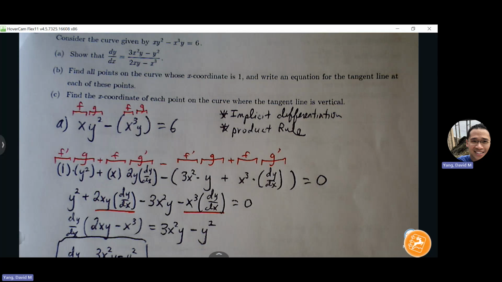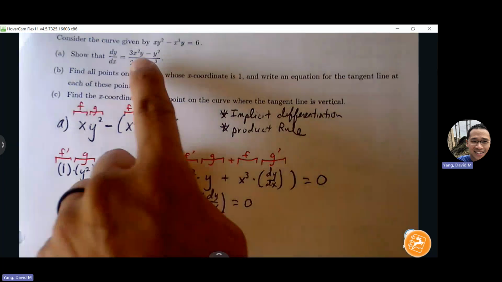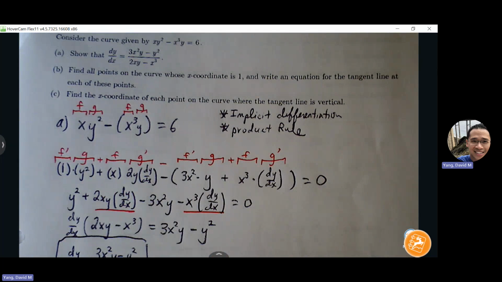Now, it says find all the points with x coordinate 1. That's kind of like a hint saying that there could be more than 1, because we're not dealing with a nice function here. You may have points that are above each other, because it could be a graph that doesn't pass the vertical line test. So if there are 2 points, then we have to find the slope twice, because each point may produce a different slope. Okay, so we'll insert 1 back into the original equation and see if we can get some information there.